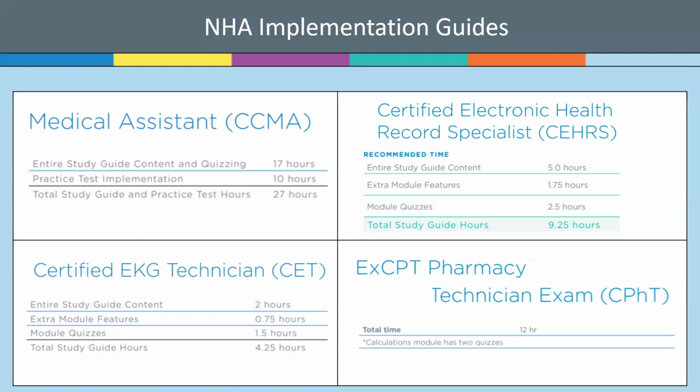Another resource you can also obtain from your NHA representative are NHA's implementation guides. These guides will outline the content, implementation suggestions, and even the average time it should take for a candidate to navigate through any of NHA's study materials. You can see here a snapshot across just 4 of our 8 certification prep packages and the time it can take an average candidate to work through just the study tutorial portion, which can range widely. These guides are available for all of NHA's learning resources.